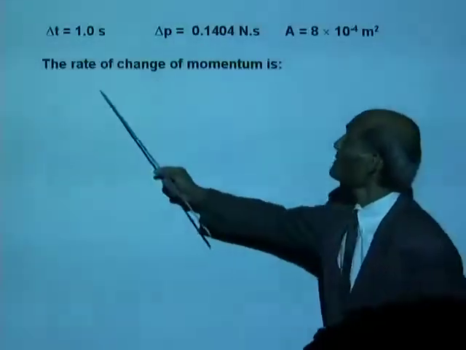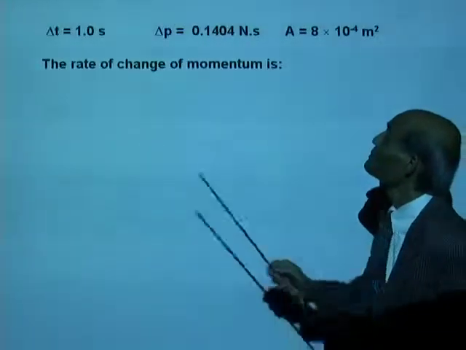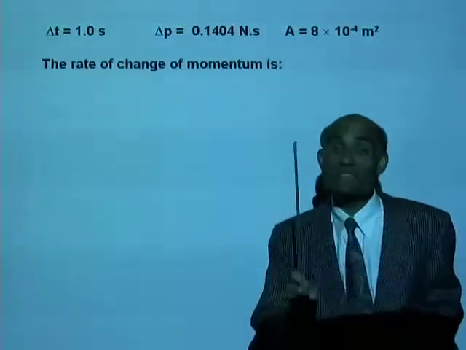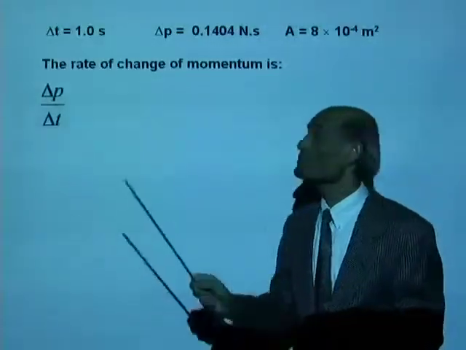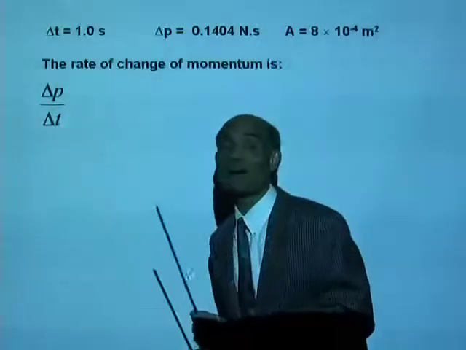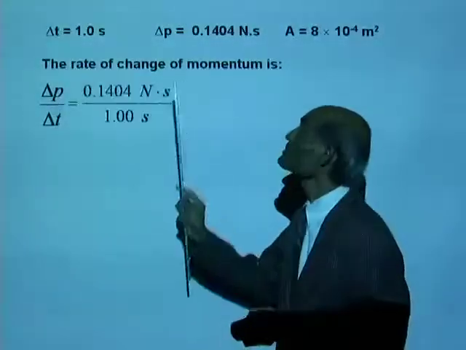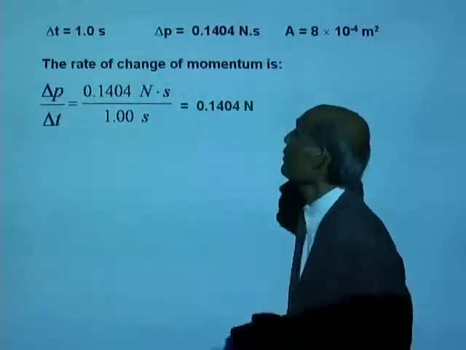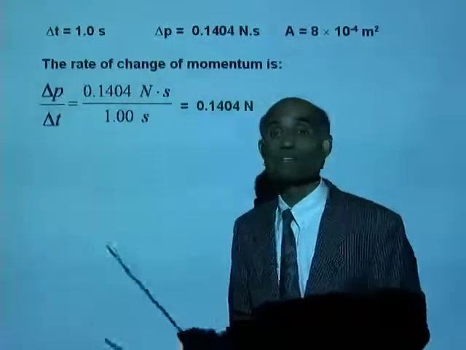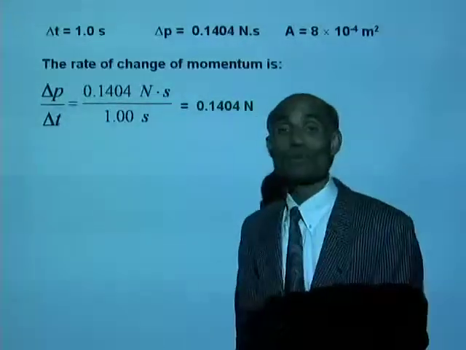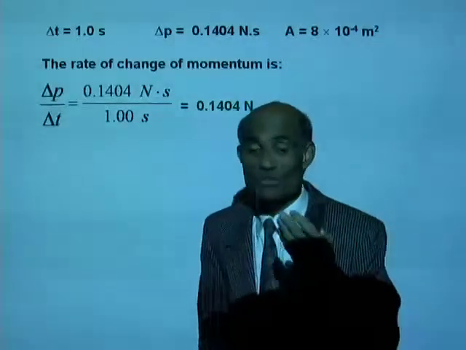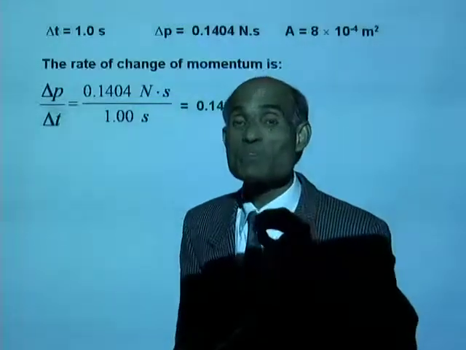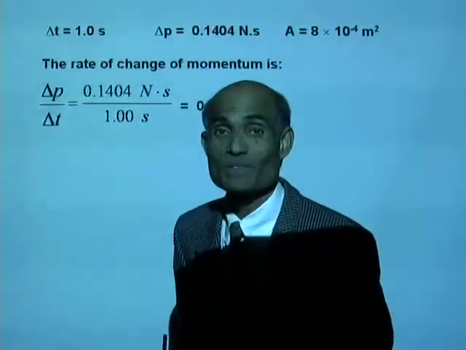All right, this change in momentum occurred during a time of 1 second. So the rate of change of momentum is delta P divided by delta T. Delta P is this, and delta T is 1 second. Therefore, the rate of change of momentum is 0.1404 Newton. And what does rate of change of momentum represent? The rate of change of momentum is a measure of the force.